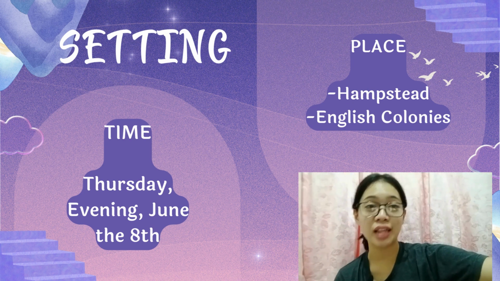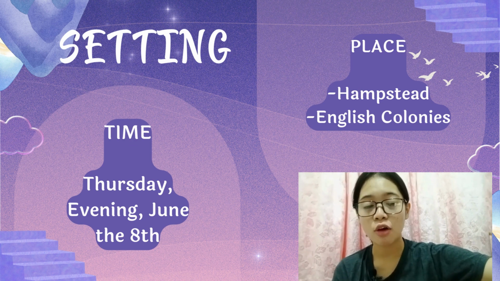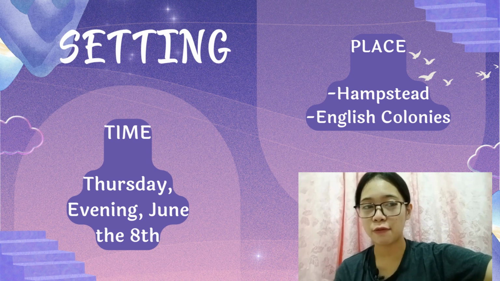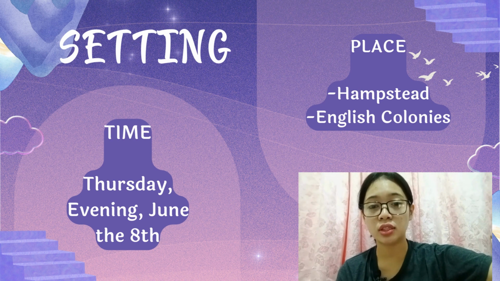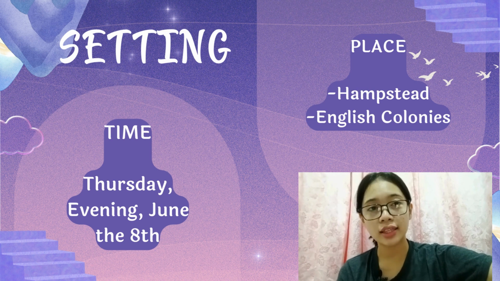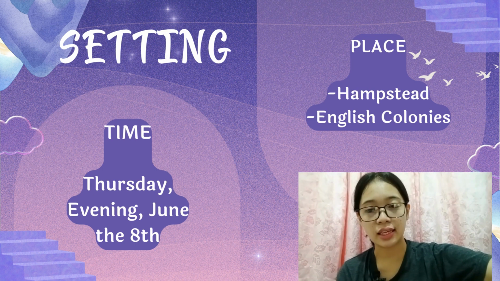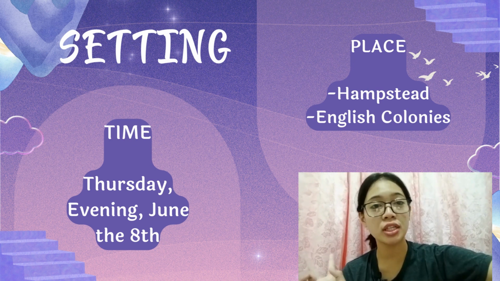We have the time setting actually in the beginning of the letter that Clarissa wrote for Mrs. Howitt. For example, Thursday evening, June the 8th. This is actually the day and also the date where Clarissa wrote the letter for Mrs. Howitt. And as for the place setting, there are actually a few, but I'll be mentioning two of them.